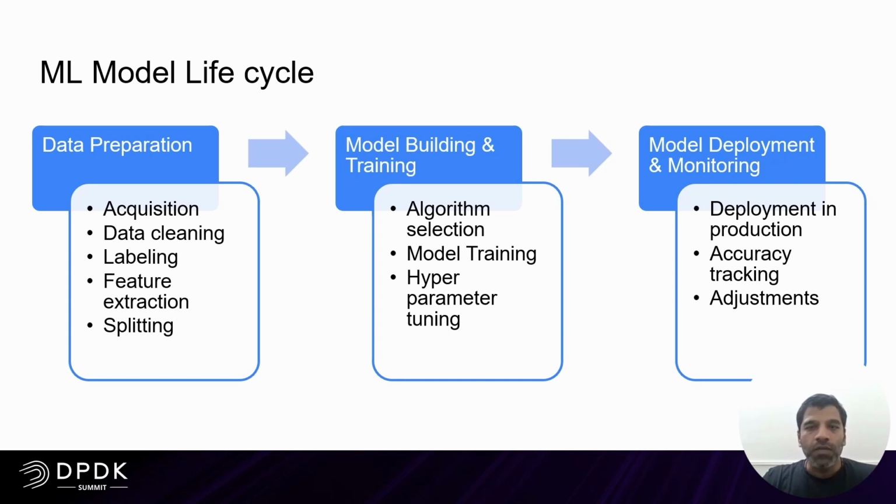The last stage includes deploying the model in production and tracking the accuracy of the prediction. This would help in identifying any retraining requirements or any adjustments that are required to improve the model performance. Now, coming to the scope of DPDK, the scope of DPDK includes only model deployment, specifically running the model inference operations or predictions on ML accelerated devices.